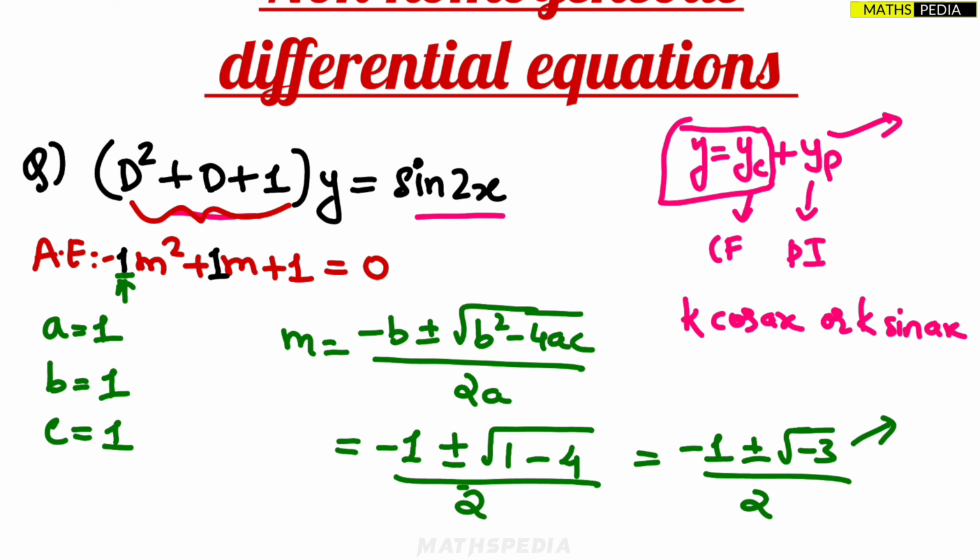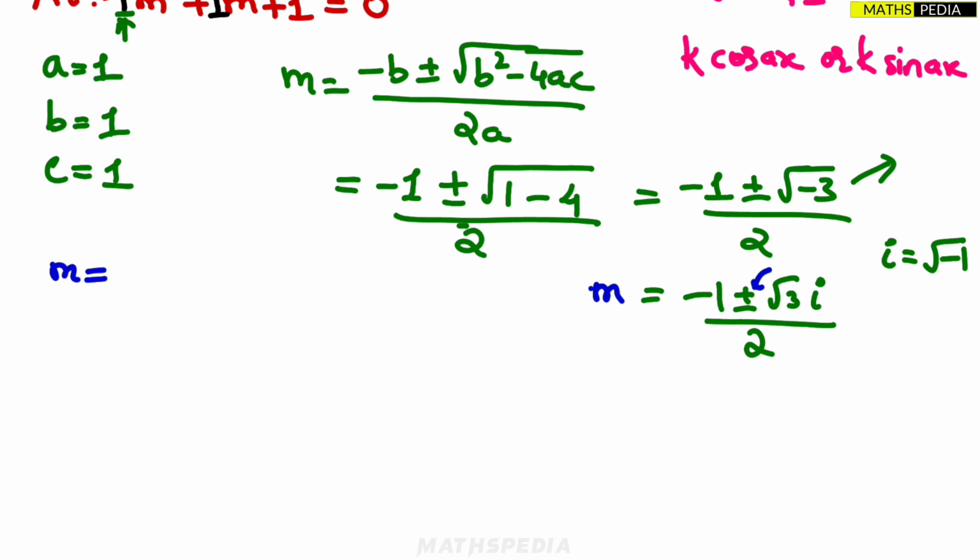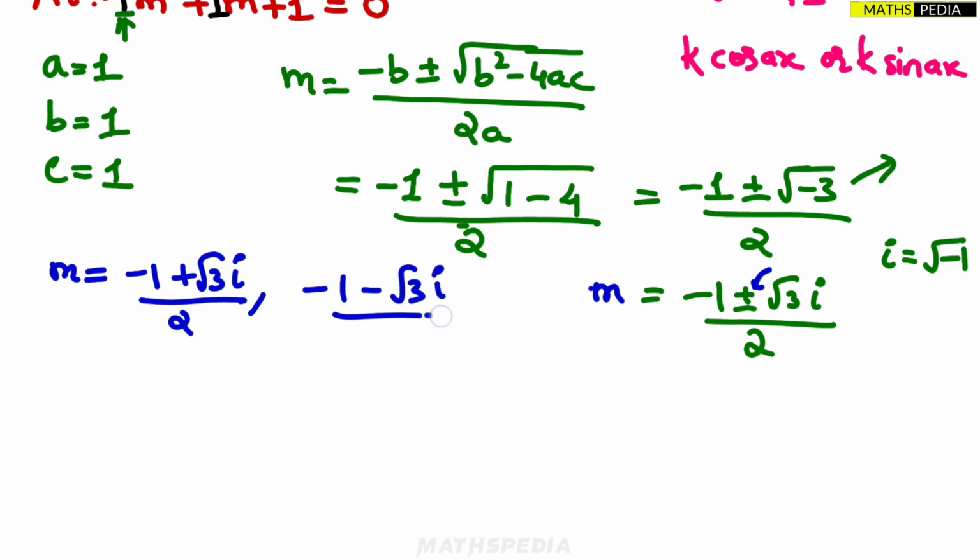Now this negative number has come inside the square root. That means a complex number, iota, will come, right? So this can be written as minus 1 plus or minus root 3 i divided by 2, because i is nothing but square root of minus 1. Okay. So after getting this value, what are we going to do? So we got the m value. It is a quadratic equation, that means two solutions should be there. That's why here it is plus or minus. So one solution is minus 1 plus root 3 i by 2. Another solution is minus 1 minus root 3 i by 2. Okay, anyways you can understand that.